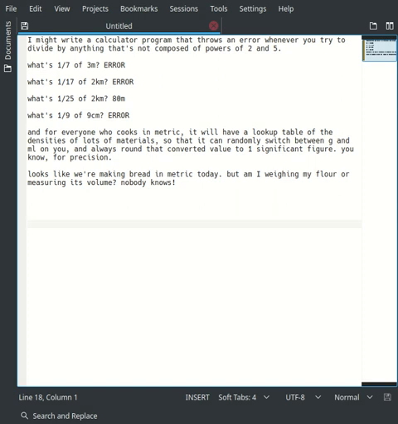But in order to just do this anyway, you're going to have to tell it, yeah, I'm working with concrete or something, right? And what it'll do is randomly switch between grams and milliliters on you. And what it'll also do is round the converted value to one significant figure. Because if you ever look at recipes in metric, there's only ever one, maybe 2 significant figures in there. And if there's 2, the second one is a 5.